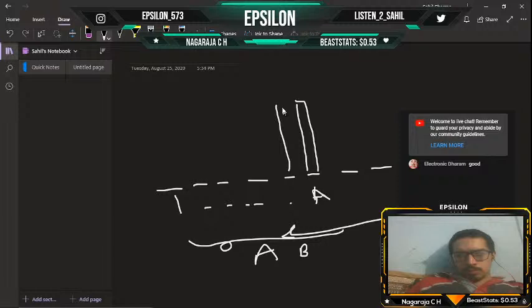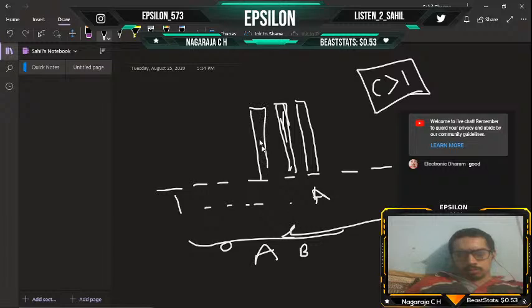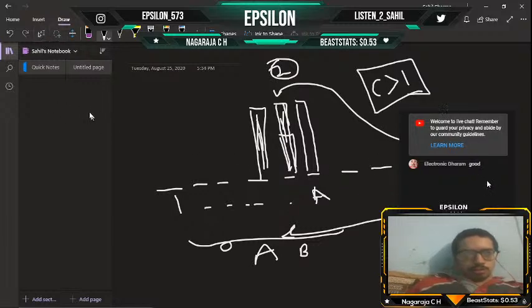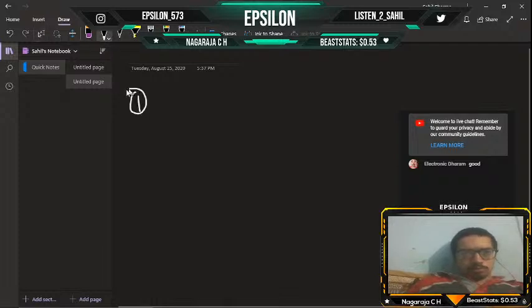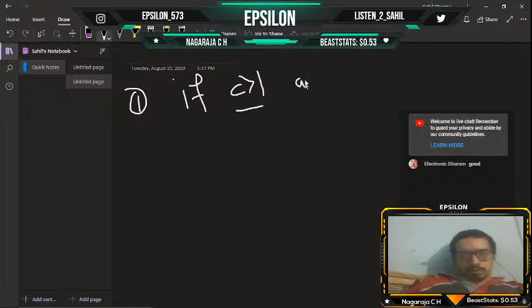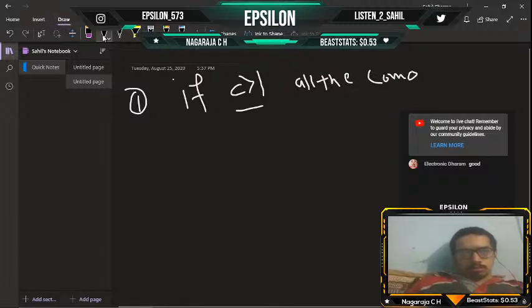But then the height must be the same. If C is greater than 1, the buildings in the middle must have the same heights. Otherwise it's never possible, because we know that the building at this side is smaller, so the C guy will never be able to see the second side. So first, if C is greater than 1, all the common buildings will be of the same height.